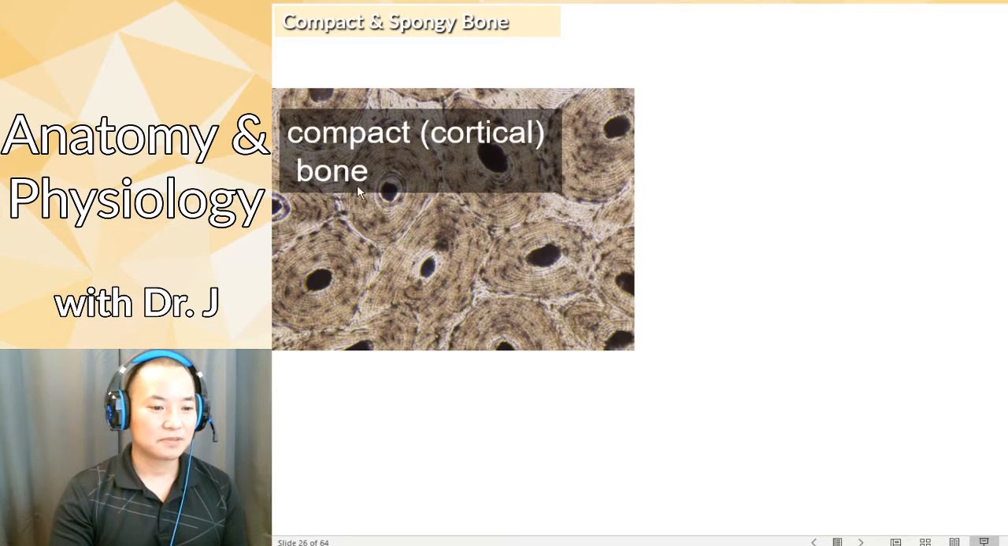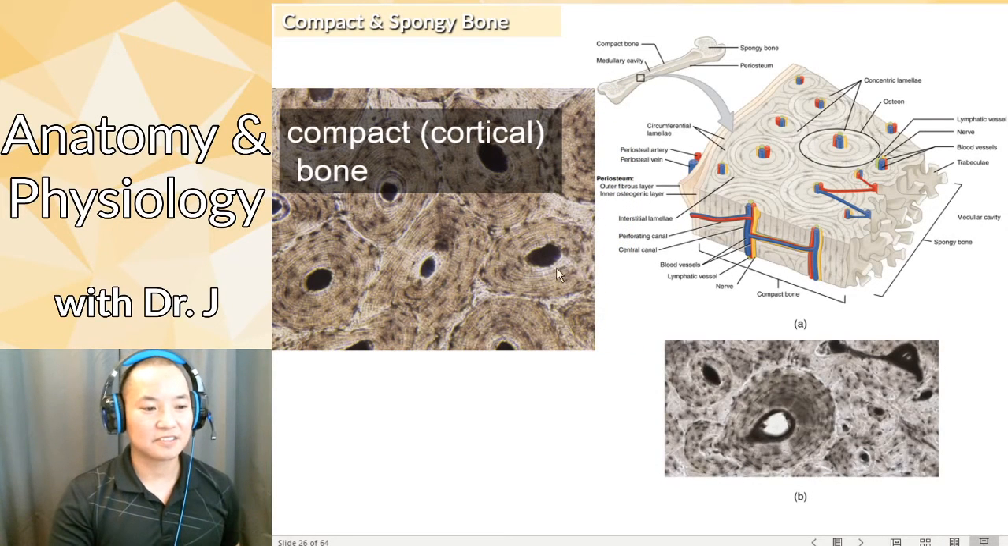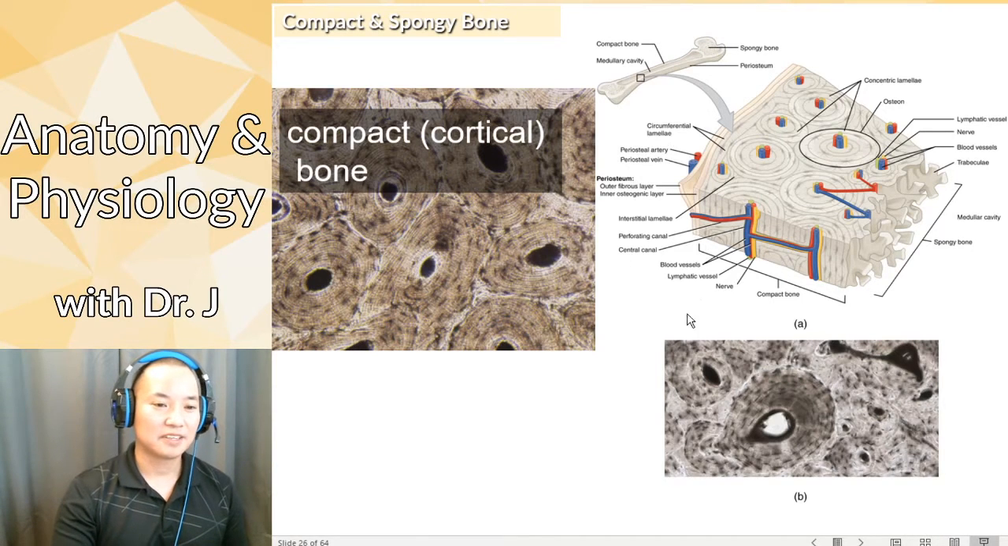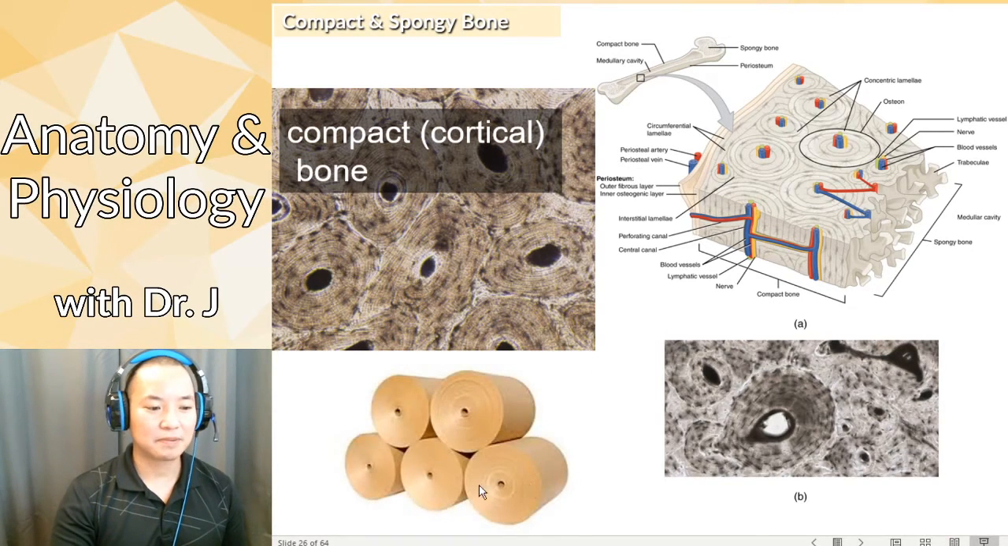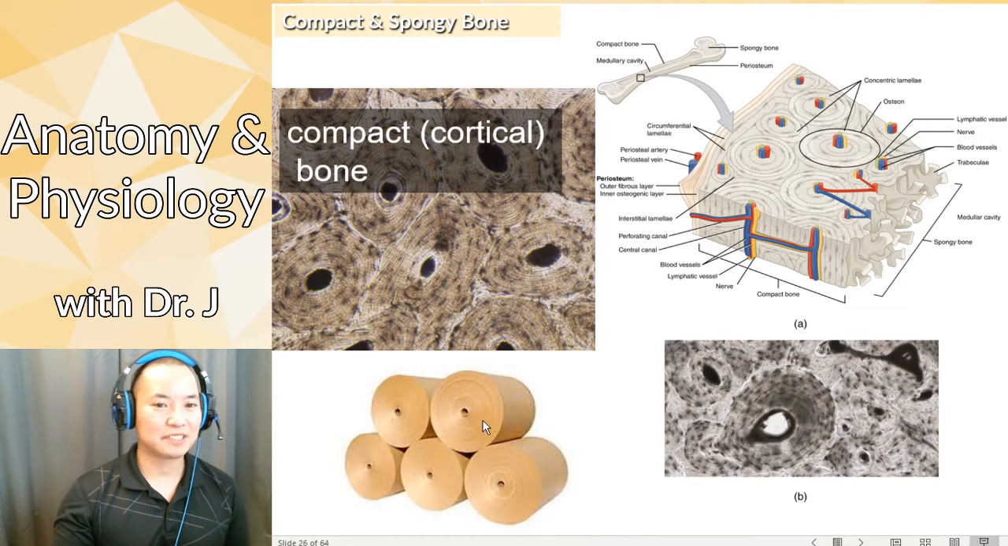Again, what we have here are all these little concentric rings, and these are something called osteons. They're like very thick straws, or if you've ever been to a print or copy center or a paper mill, you might have seen reels or reams of paper. If you ever try to hit or slap one of these, they're very thick, they're very hard, right?